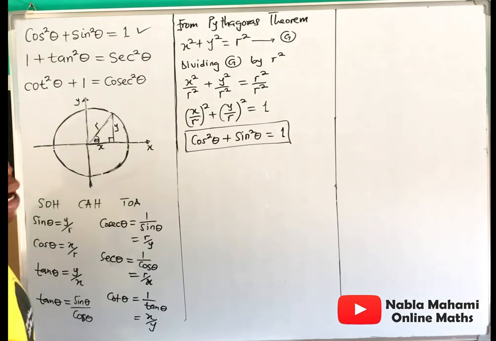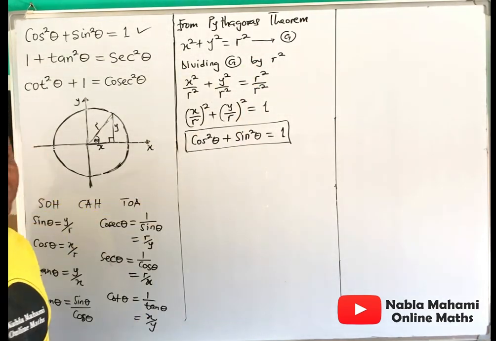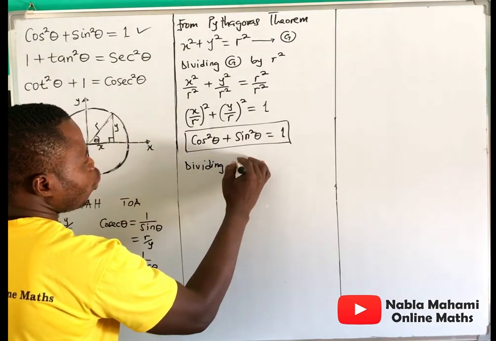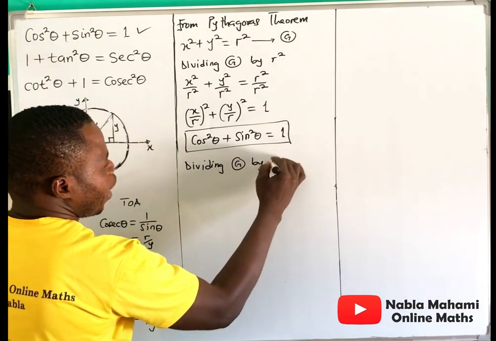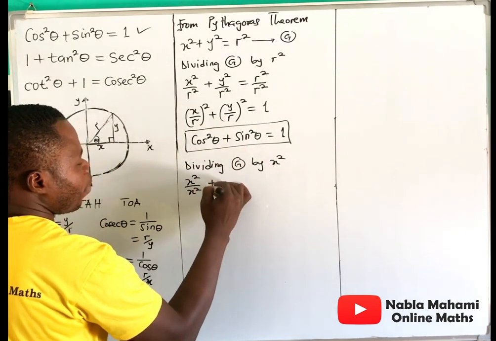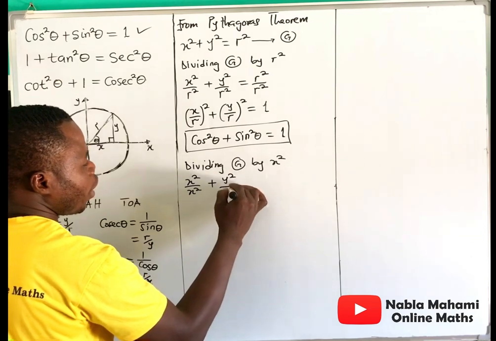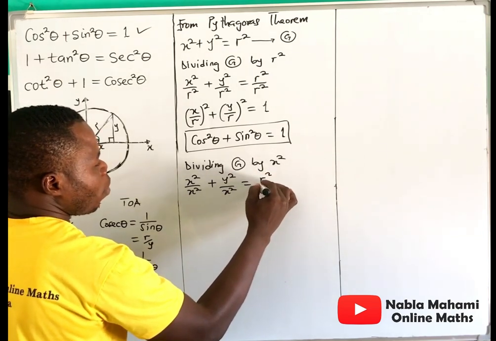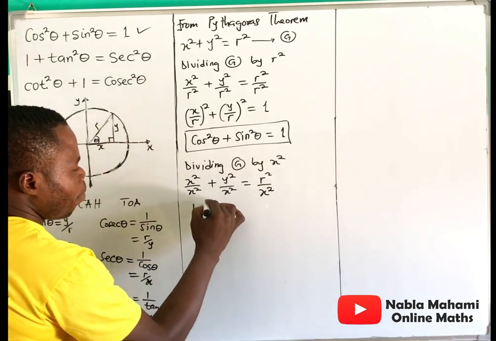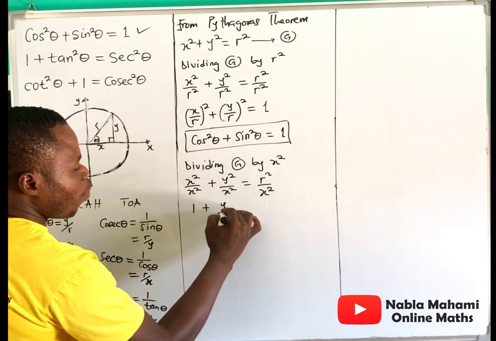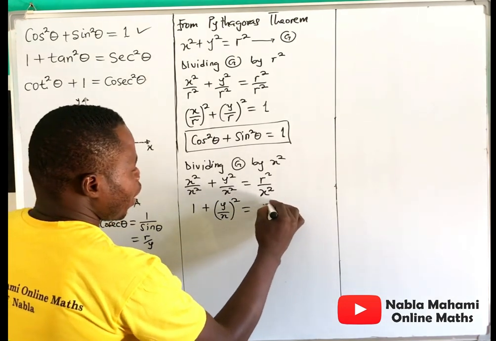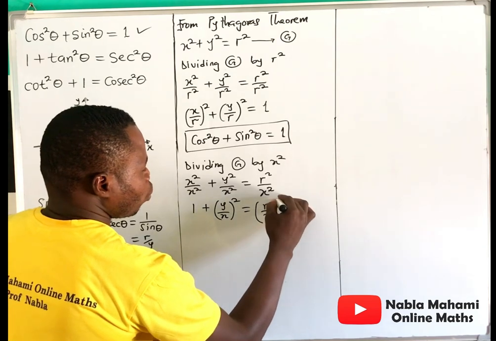Now, this time around, let's try to divide through equation G by x squared. So dividing G by x squared, I'll have x squared over x squared plus y squared over x squared is equal to r squared over x squared. x squared over x squared is 1 plus, you know that this one I can write as (y over x) all squared, which is equal to (r over x) all squared.